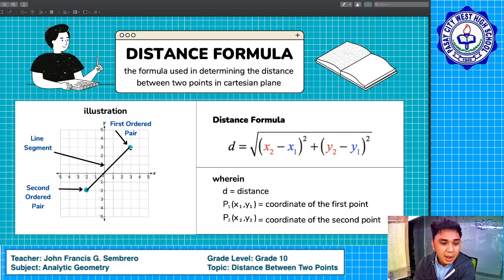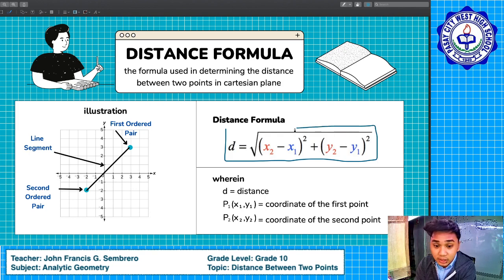So here, we need to consider which ordered pair is our first and which is our second. Regardless which is your first and your second, you will still arrive at the same distance because you are computing for the length of one line segment. But you need to be careful in substituting the values of the coordinates in the formula. And our formula is this.